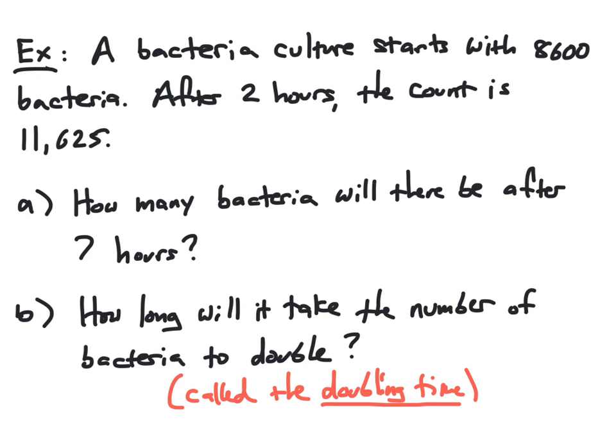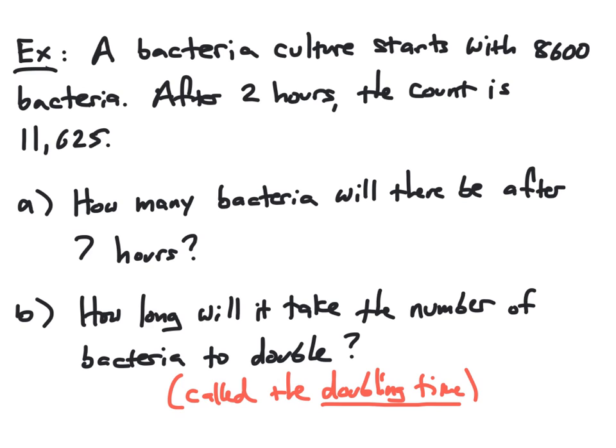For another example, let's say we have a bacteria culture that starts with 8,600 bacteria, and after 2 hours, the culture has 11,625 bacteria. We'd like to know how many bacteria there'll be after 7 hours, and we'd also like to determine the length of time it will take the number of bacteria to double. This is called the doubling time for the population.